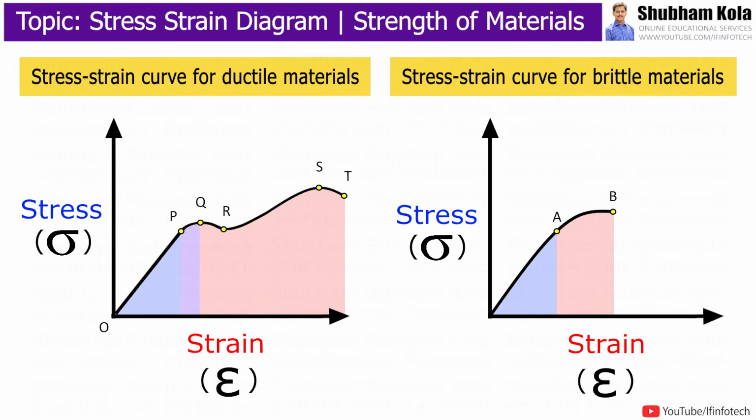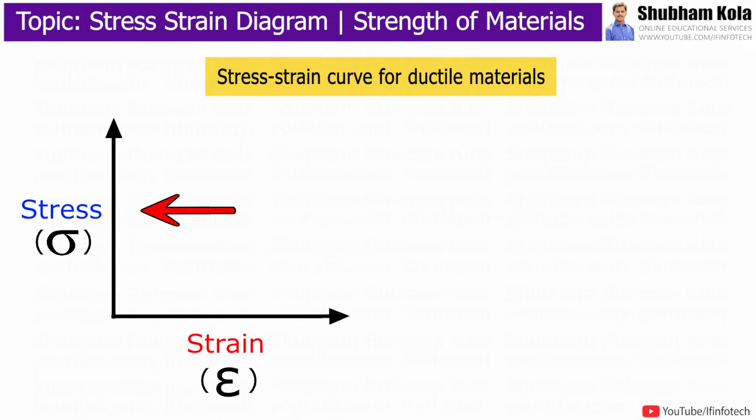In this video, we are going to learn about stress-strain diagram for ductile and brittle material. The relation between stress and strain is generally shown by plotting stress-strain diagram, where stress is plotted on vertical axis and strain on horizontal axis. Such diagrams are used for understanding behavior of material.